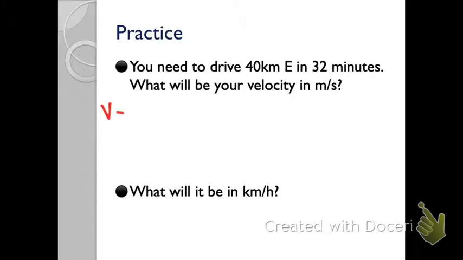So velocity is what I'm looking for. We're going to start making a list of our variables in the margin, right? I said kind of on day one, that's super important for us to know what we're looking for, all that kind of stuff. So velocity is what I'm solving for. My displacement, or x value, is 40 kilometers. And my time is 32 minutes.